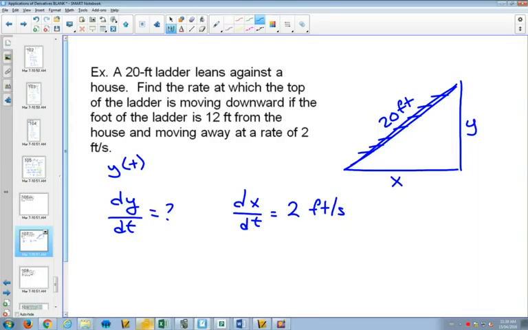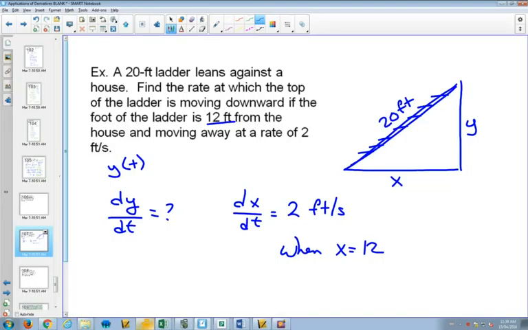Right. So we want to find out when x is equal to 12, at that moment, how fast is it decreasing? Okay? And so we could solve this question when x was 8 feet away, when x is 3 feet away, all sorts of different lengths.